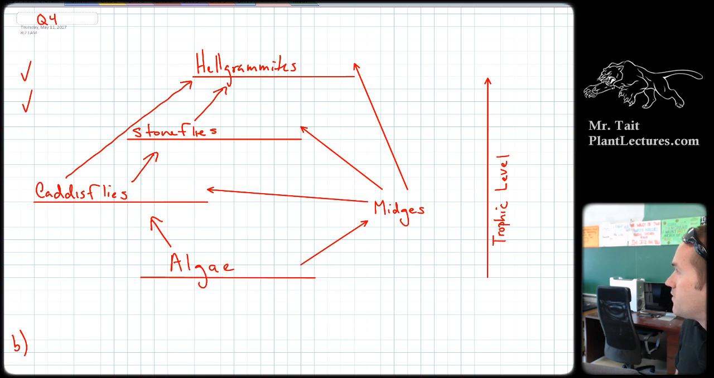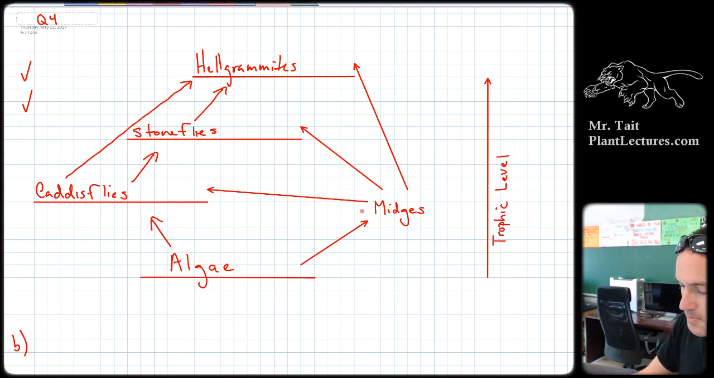All right. So, you could make a lot of claims here. Immediately, I'm drawn to, all right, look, this one eats 90% midges. It's 90% of its diet. And so that seems pretty bad if the midges die out, because 90% of its diet is going to die out. So I would say stoneflies are the most affected because 90% of their diet is midges. You could probably also get away with saying caddisflies would be most affected, because the caddisflies are the food source of the stoneflies and the hellgrammites, right?